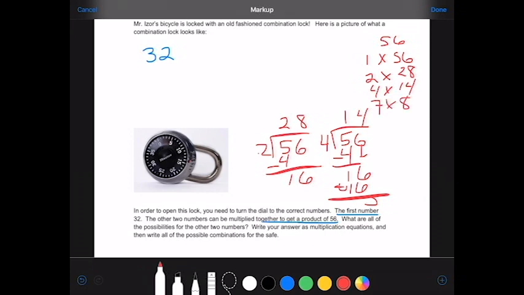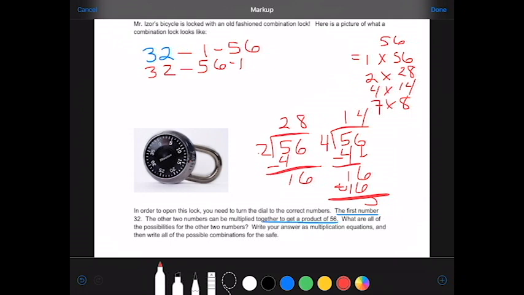All right, so let's read it again. In order to open the lock, you need to turn the dial to the correct numbers. The first number is 32. The other two numbers can be multiplied together to get a product of 56. What are all the possibilities? So it might be 32 and then 1 and then 56. Or they can change the order. It could be 32, 56, and then 1. What are all the possibilities of the other two numbers? Write your answers as multiplication equations and then write them all.